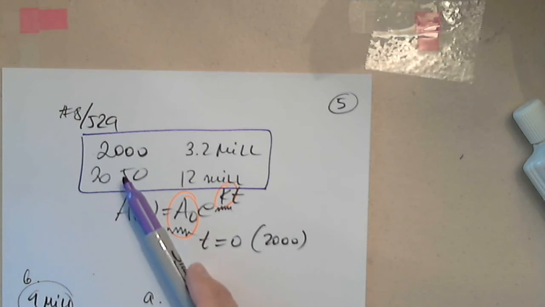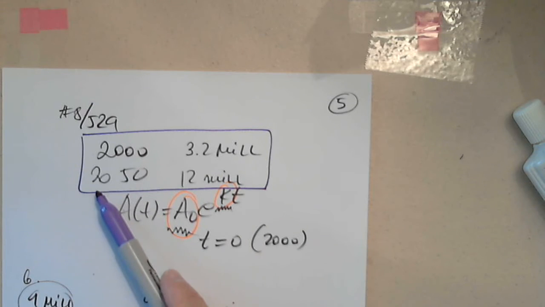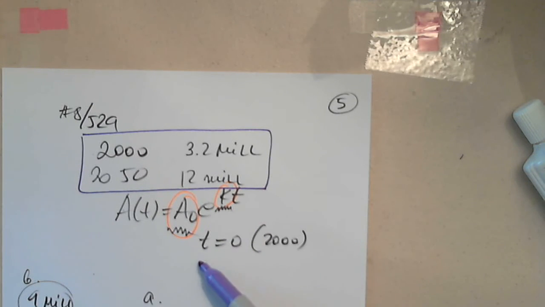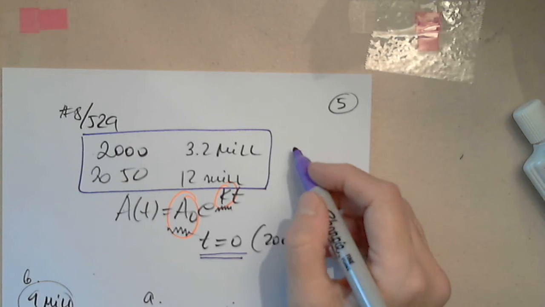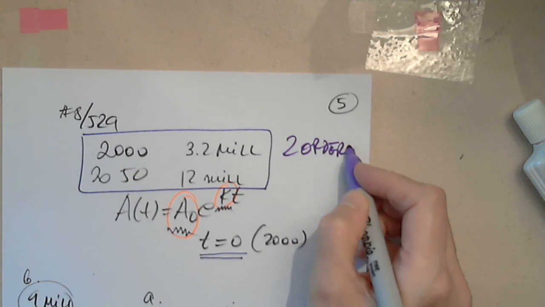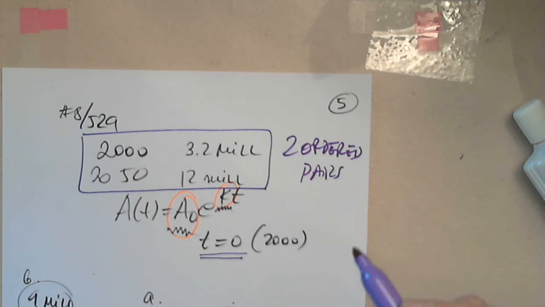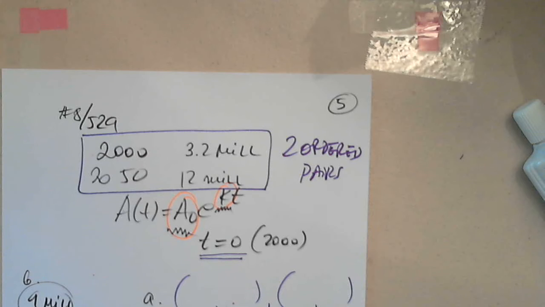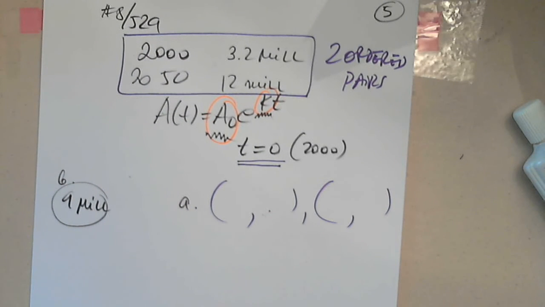When I'm told in the year 2000, I get this number. In the year 2050, I get this number. And t represents the number of years after 2000. Then I know that I'm given two ordered pairs. Can anyone give us those two ordered pairs so we can write them correctly? What will be the first ordered pair that you can think of?